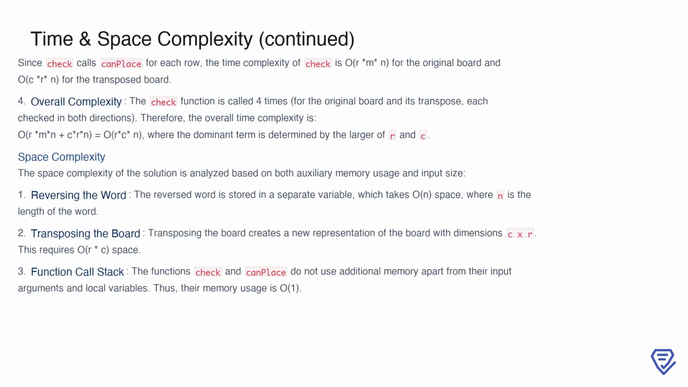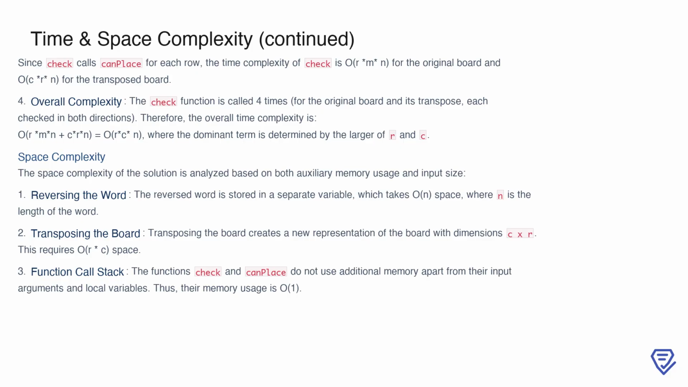Since the check function calls canPlace for each row, its time complexity for the original board is r*m*n, where r is the number of rows and m is the number of columns. Similarly, for the transposed board, the time complexity becomes c*r*n, as there are C rows, originally columns, and each has r elements. Combining these, the overall time complexity of the solution is r*m*n plus c*r*n. Simplifying further, we get O(R*C*N), where the dominant term depends on the larger of R and C.